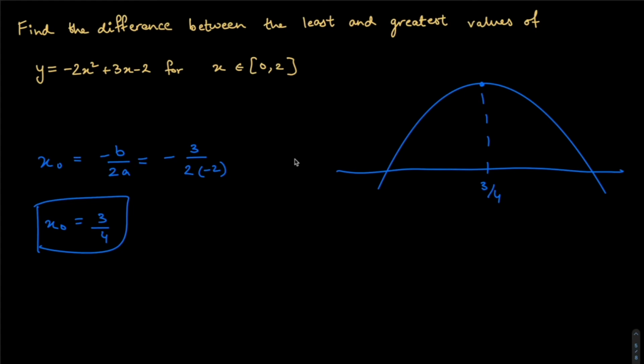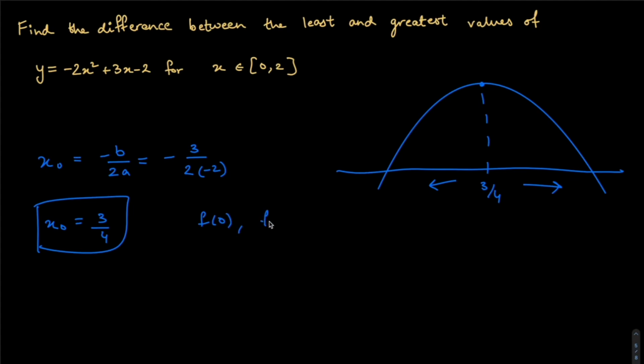0 is somewhere around here. 0 could be here, here, here. I don't know, I don't really care, right? So I know 3 by 4 is here. So 2 is going to be somewhere here, and 0 is going to be somewhere here. So now, again, what I'm going to do is find f of 0.